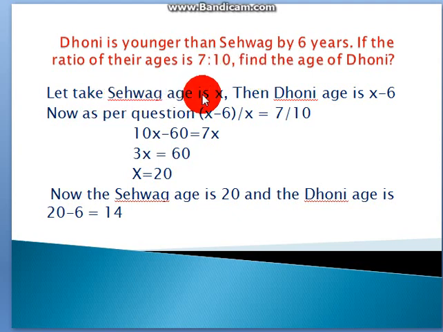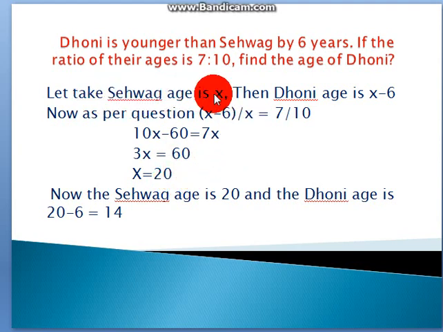Let's take Sehwag's age as X. Then Dhoni's age is X minus 6, because Dhoni is younger than Sehwag by 6 years. Now as per the question, their ratio is 7:10. So Sehwag's age is X and Dhoni's age is X minus 6. So (X minus 6) divided by X equal to 7/10. From here you can get the value of X. X equal to 20.